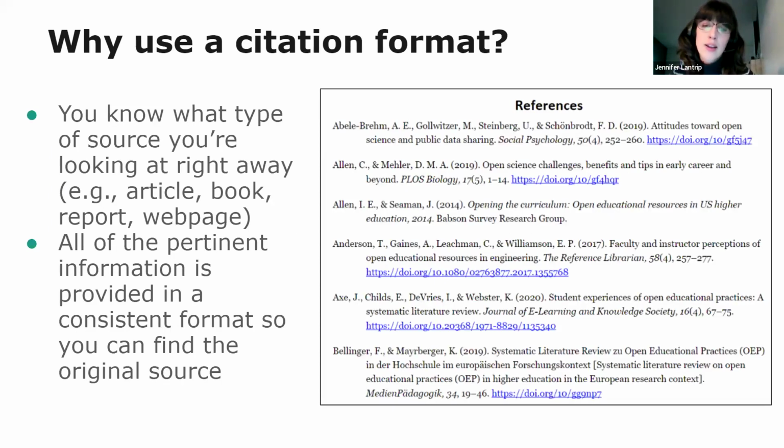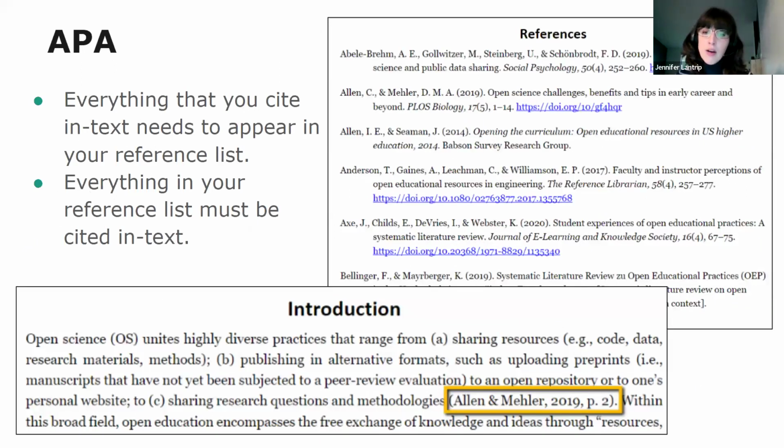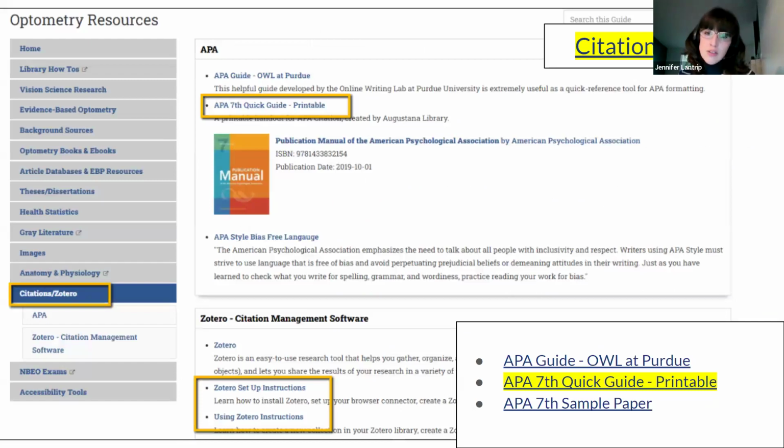So in this example, I can tell the first source is a journal article just by the citation format, and I have all of the information I need to find it myself. In APA format, all the sources that you cite in your paper or presentation must appear in your reference list. Conversely, you should not have any sources in your reference list that are not cited in the text of your paper or your presentation. So the in-text citations in your paper refer to the full citations in your reference list.